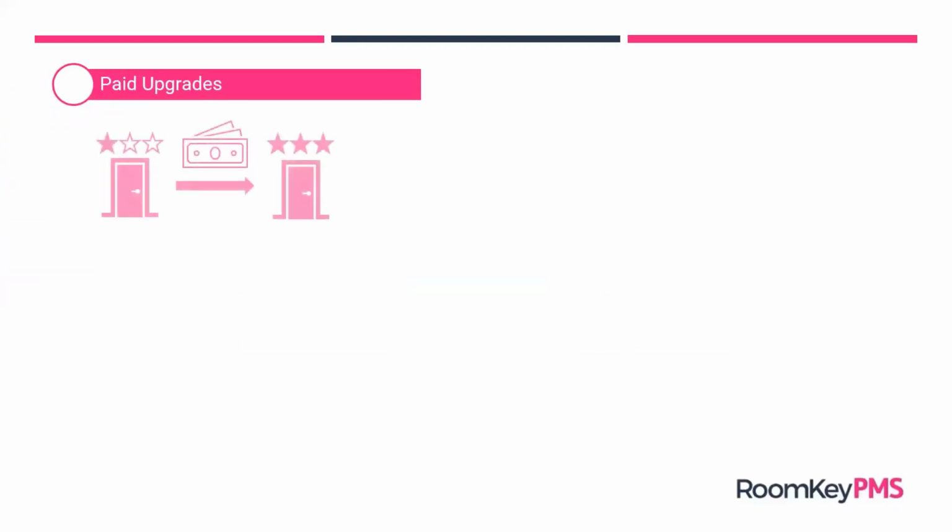Now, the next thing that we're going to look at are paid upgrades. So it's the same concept. We're taking a reservation for a standard room category and giving them a higher room category. But this time it's going to have an element of payment. So we're going to actually apply some sort of upgrade fee or upgrade charge in order to compensate for that increase.